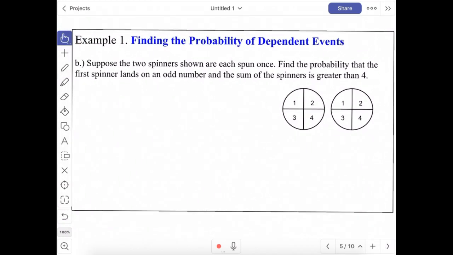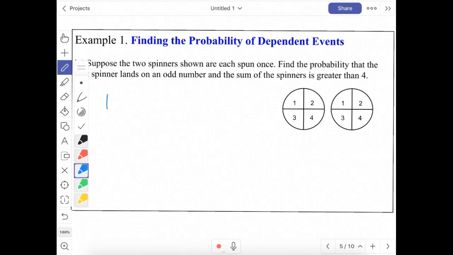Okay, so finding the probability of dependent events. So again, let's take a look here. Suppose the two spinners shown are each spun once. Find the probability that the first spinner lands on an odd number and the sum of the spinners is greater than 4. So here's how we're going to do this one. To start off, let's look at that first spinner. The probability of getting an odd number we know is 1/2.